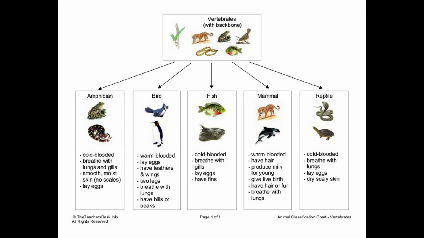So now we will see what are the different classes in this vertebrata. Generally it is classified into five. First one is pisces, amphibia, reptiles, aves and mammals. Now we will see one by one.